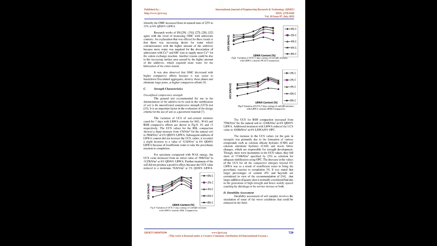28. The OMC for BSL compaction increased from 34% for the natural state to 40% at 8% QD/6% LBWA. Further addition of LBWA, to 8%, led to a decrease in the OMC to a value of 26% at 0% QD/8% LBWA. In the case of the WAS compaction, the OMC increased from 28% for the natural state to a maximum value of 38% at 8% QD/6% LBWA, which later decreased to 26% at 2% QD/8% LBWA.